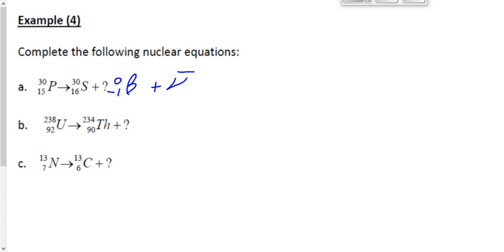234 plus what equals 238? Right? 90 plus what equals 92? 2. So 4,2 is going to be 4,2 alpha, or you could say 4,2 helium. Doesn't really matter. And there's nothing else that goes along with that. No neutrino, no antineutrino.